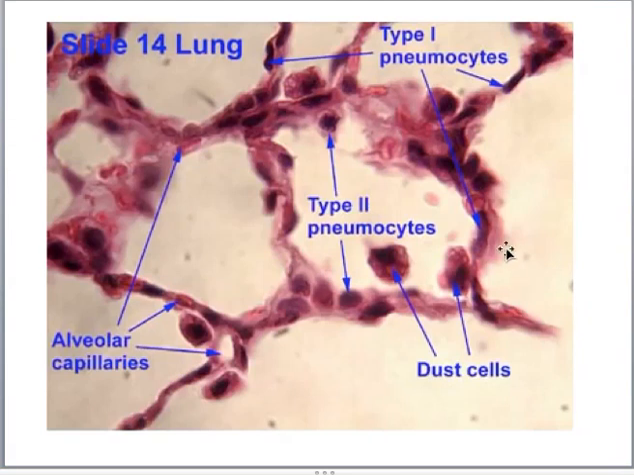There's a nice photomicrograph showing you type 1 pneumocytes, which have a flatter nucleus here. These are the simple squamous epithelial cells, with a much flatter nucleus. Probably right here is one as well. And then type 2 pneumocytes have a rounder nucleus here, and the dust cells are huge, big cells, sitting a little bit inside the alveolus. And you can see some capillaries here as well.